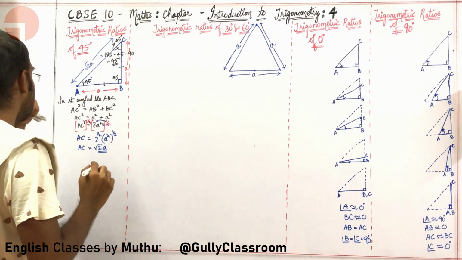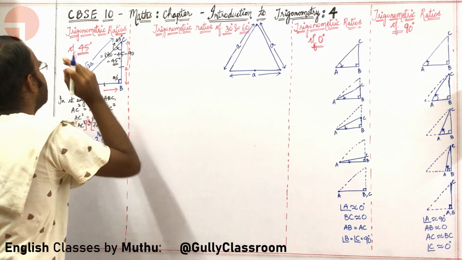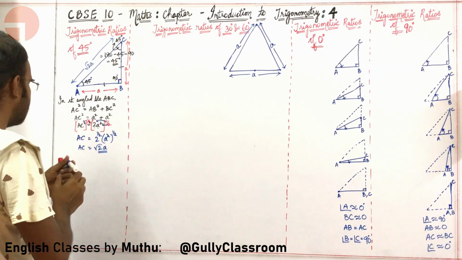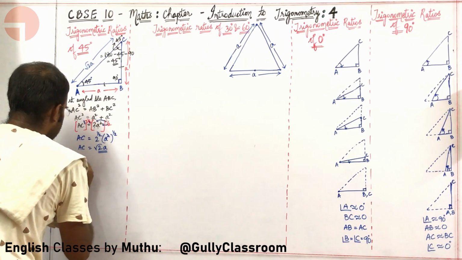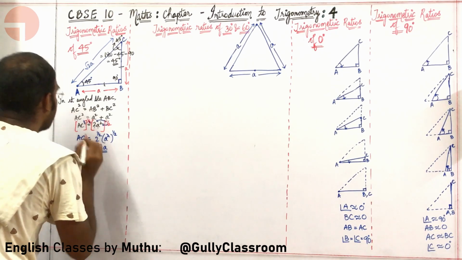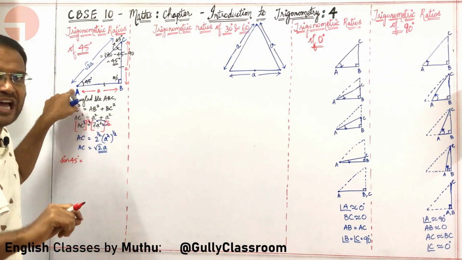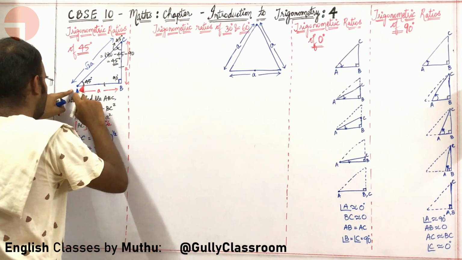Now we have found all the three sides of the right angle triangle. Let us find the value of the trigonometric ratios. The first value is sine 45 degrees. Here I am going to consider A as the angle with respect to which I am going to calculate my trigonometric value.